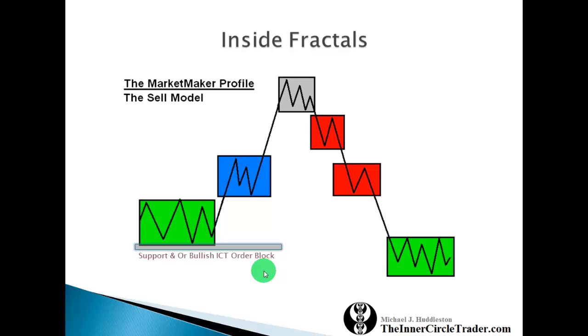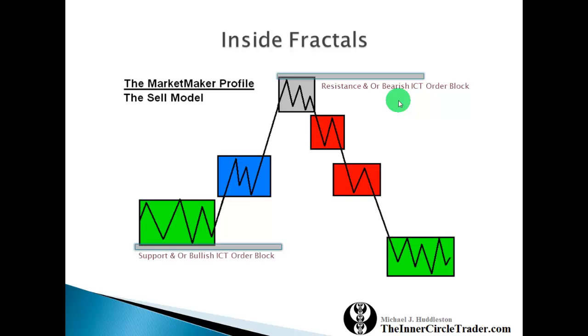So at a support level or an ICT bullish order block, if we see consolidation and a rejection of that area moving up into an area of anticipated resistance, and again, that resistance can come in the form of horizontal support resistance, an old low, an old high, and or a bearish ICT order block. And if you don't know what an ICT order block is, you don't have any business watching this video series. You need to go back to the Sniper series and Precision Trading Concepts.